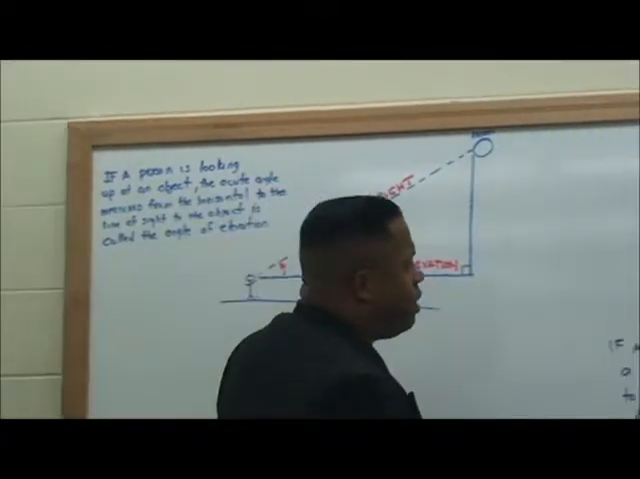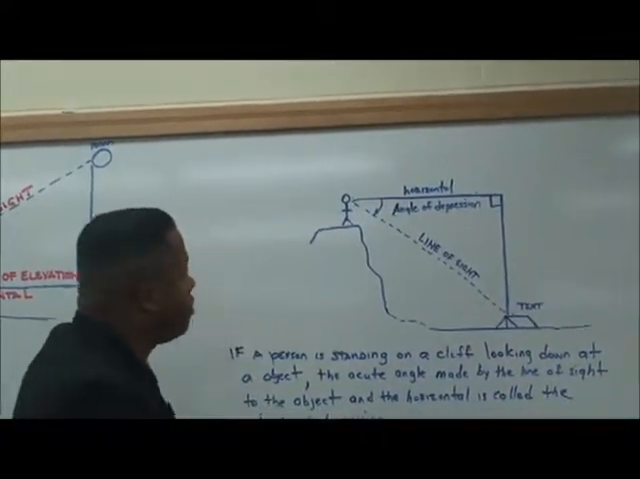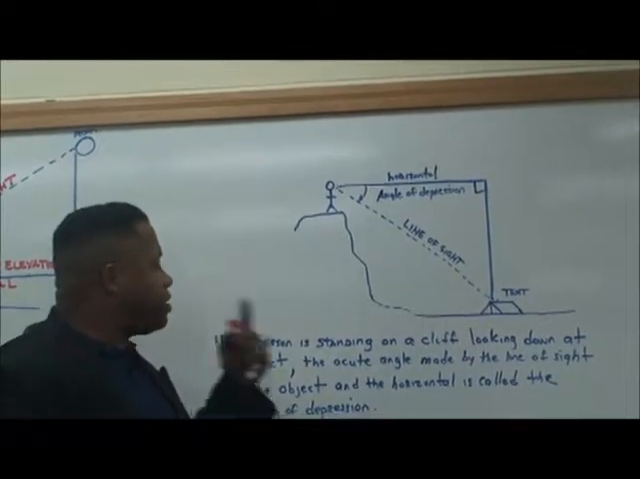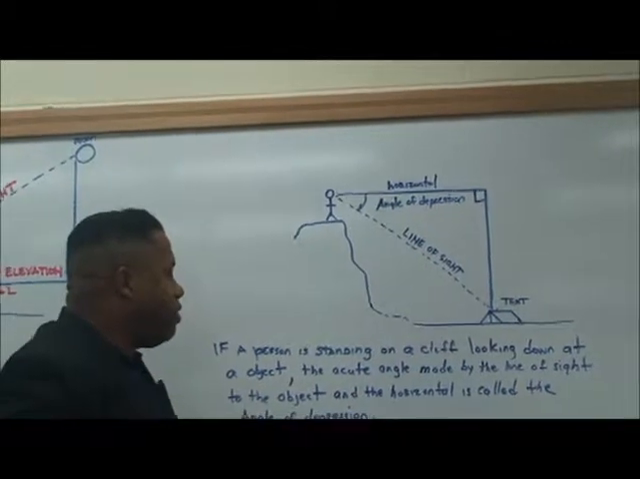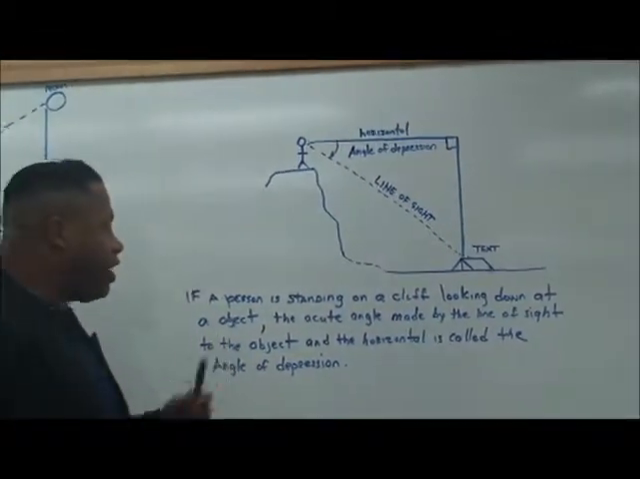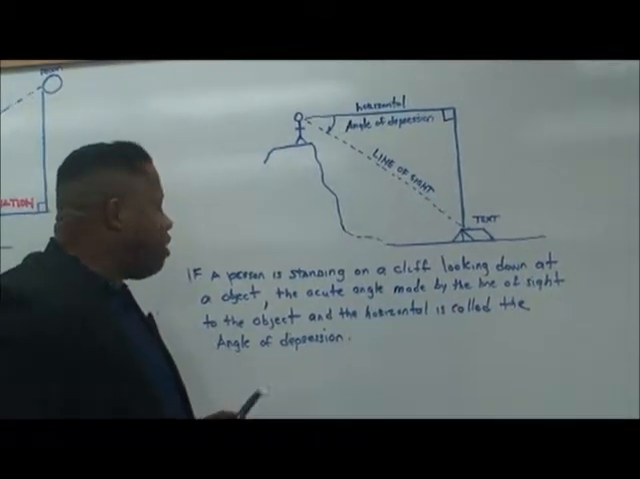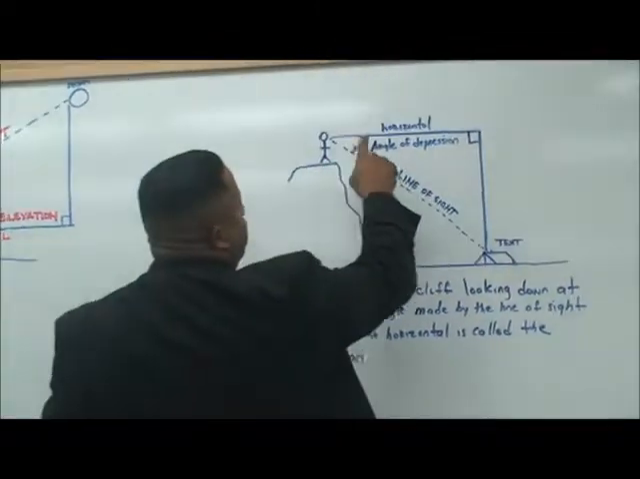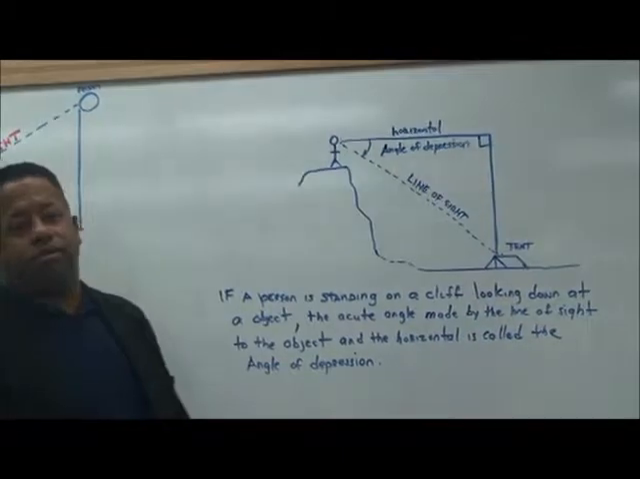Now, let's look at the other topic here, the angle of depression. Well, if a person is standing on a cliff and looking down at an object, the acute angle made by the line of sight to the object and the horizontal is called the angle of depression. So our stick figure here is standing on a cliff and looking down at a tent.